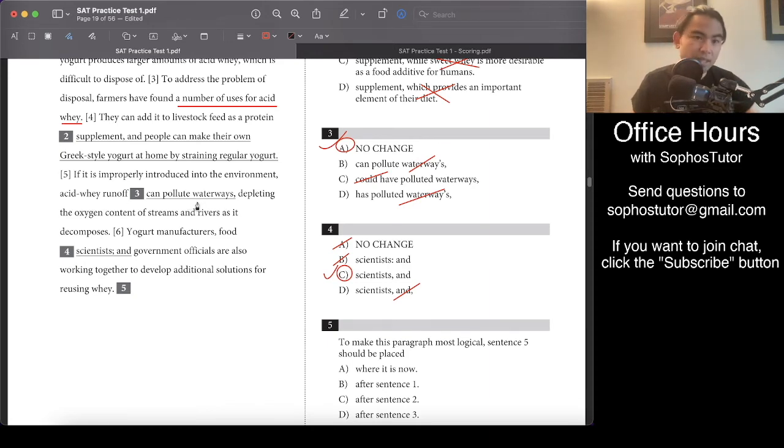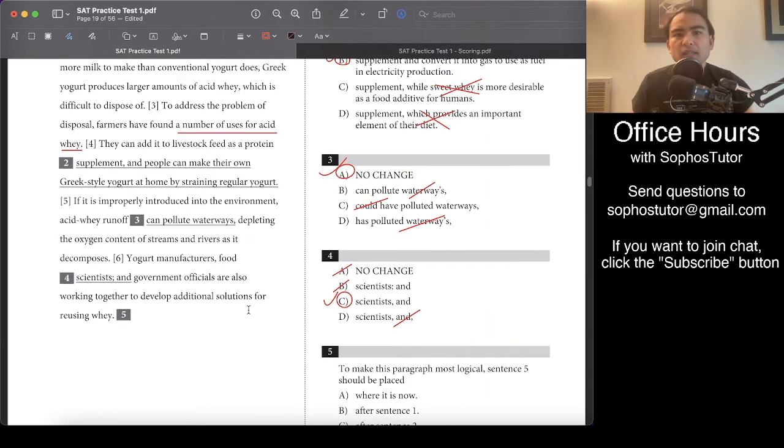Now, already I'm thinking, wait a minute. Sentence 4 talks about good things to do with acid whey. And then we're immediately jumping into the bad things that acid whey runoff can do. There's no real build into from sentence 4 to sentence 5. So I'm not thinking that A is a really good choice. Okay?